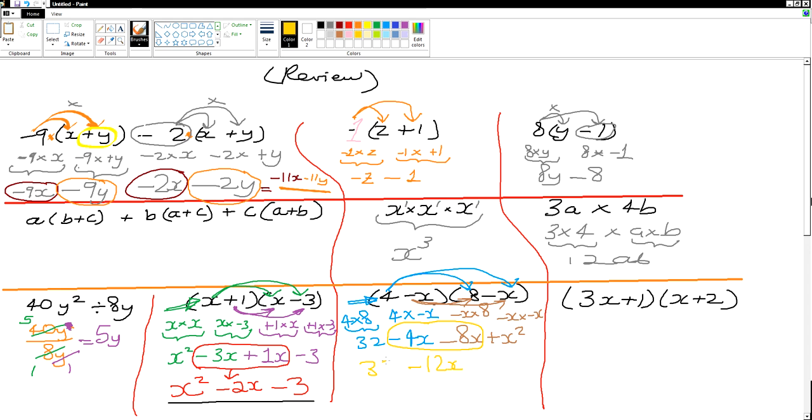Copy down the 32. Copy down the plus x squared. Why have I copied them down, Mr. Ali, and not simplified them? Because we don't have any more numbers or x squareds. Okay, we don't have any more number terms or any more x squared terms.